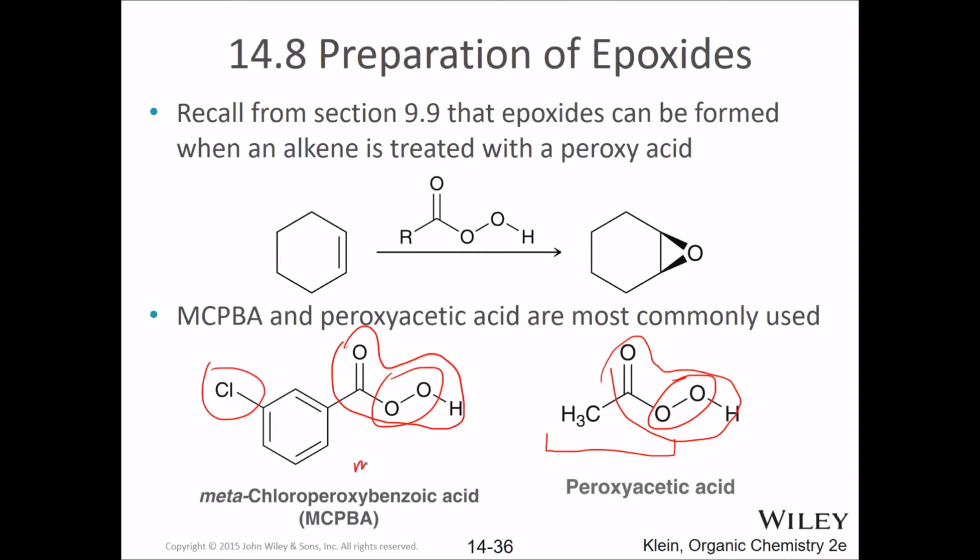A lot of times you'll see the acronym MCPBA with a lowercase m. It doesn't matter; I don't think it matters at all. It's uppercase here, so either way, that's what the structure is. Peroxyacetic acid is the other one. If we take either of these peroxy acids to a double bond, that's what we get.